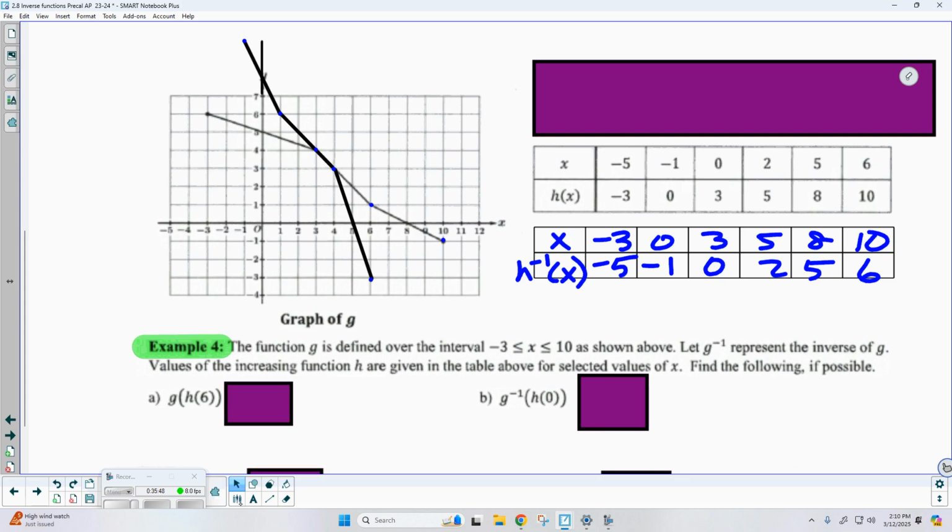All right, let me go ahead and label these. The original graph is G. This new one is the inverse. Now, the first one does not use any inverses. G of H of 6. What's H of 6? Plug in 6, we get 10. That 10 is going right into G. What's G of 10? Here's 10 right here. What's the corresponding Y value? Negative 1.